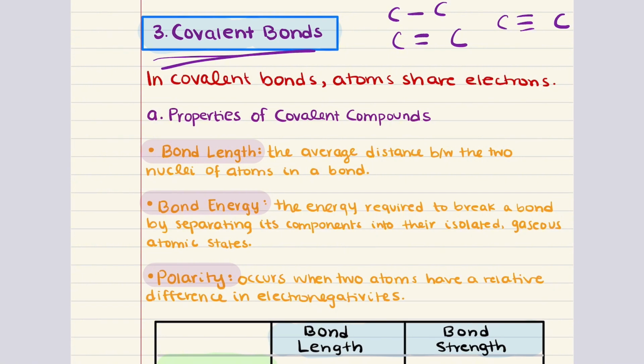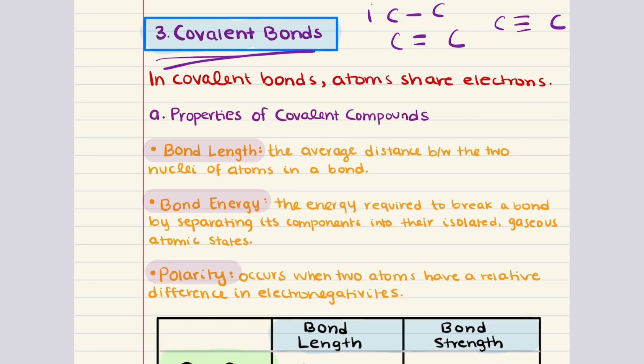Now, one quick note here I want to mention is bond order. The bond order represents the number of pairs of electrons that are shared by two atoms. A single bond in which one pair of electrons is shared has a bond order of 1. A double bond consisting of 2 bonding pairs of electrons has a bond order of 2, and a triple bond, which has 3 electron pairs being shared, has a bond order of 3.